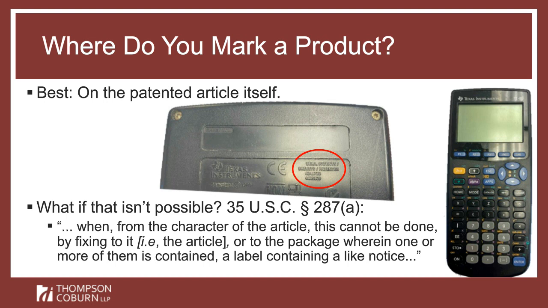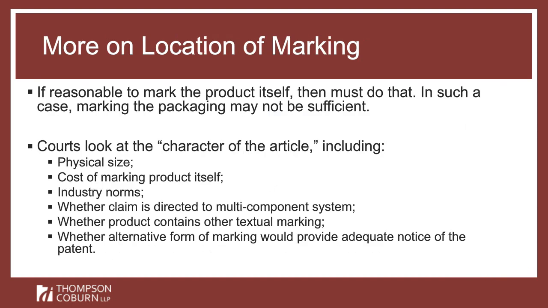Sometimes there's just reasons why, if you would actually put that text on the product, it may cause it not to work, or there's some other reason why you're not able to actually stamp the text into the product. And in those cases, the Patent Act does provide alternatives. You're allowed to, in certain cases, for example, put the patent marking on a sticker and then put the sticker on the product. And sometimes you're also allowed to mark the packaging instead of the product itself. But under the Patent Act, if it's reasonable to mark the product, then you have to do that.